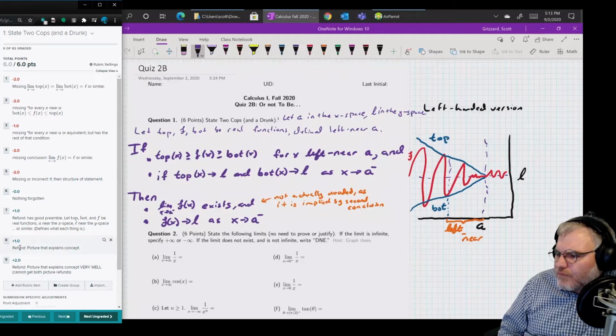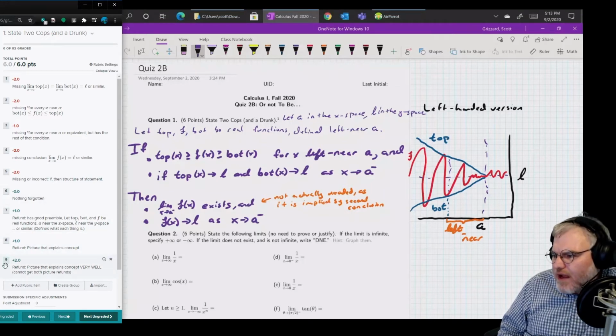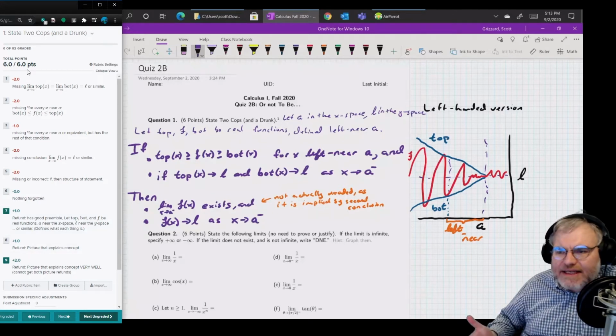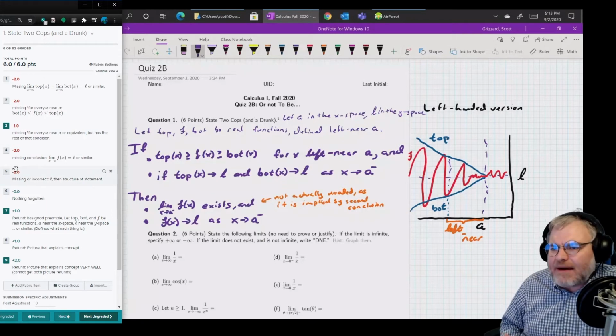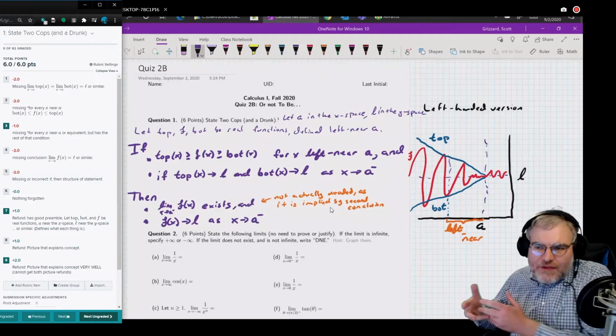And then right here, I get refunds if I have a picture that explains this very well, and I have a good preamble. But it's capped at 6. So let's say that instead I had forgotten this bit here. If I had forgotten that bit there, but I put the general preamble or I put a picture, I would have gotten the point back.